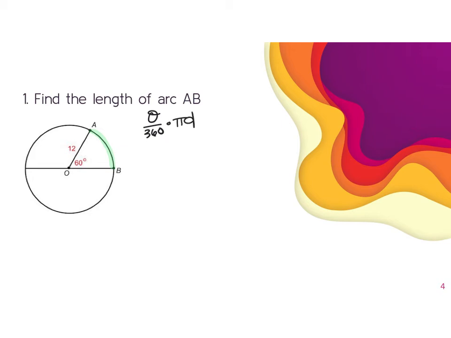So 60 out of 360 is the same thing as 1/6 of our circle times pi. The radius is 12. 12 times 2 gives us a diameter of 24. We can simplify this. 24 divided by 6 is 4. So we have 4 pi is that length.